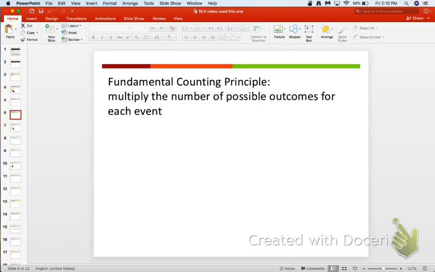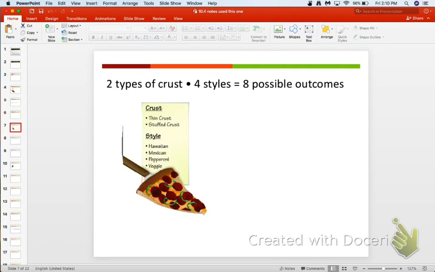It means that you multiply the number of possible outcomes for each event. So if we have 3 events happening, we would have 3 numbers being multiplied. In our last situation, we had 2 events, so we had 2 groups of numbers. Let's look at this again. Here, we have 2 types of crust, and here, we have 4 types of pizza. So 2 times 4 gives us 8 possible outcomes. And really, that's all the fundamental counting principle does for us.